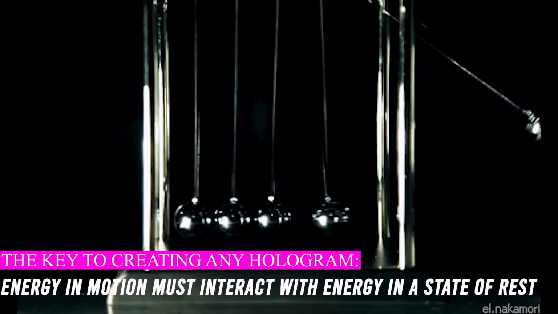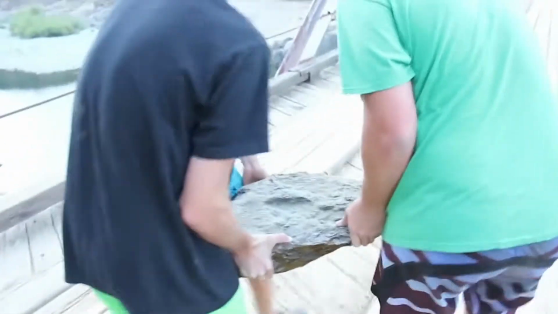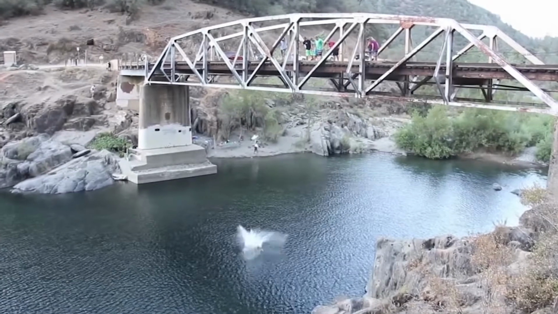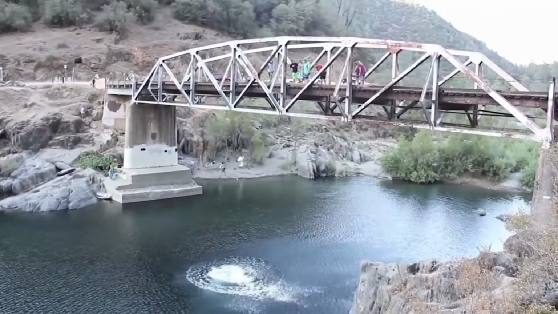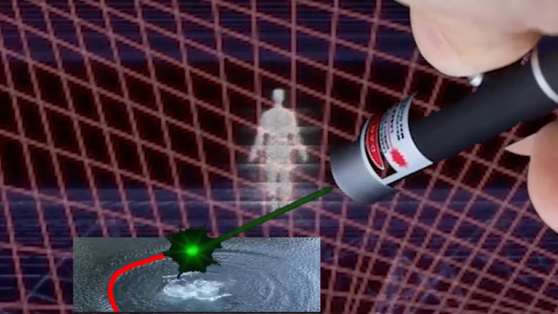The key to creating any hologram is that energy and motion must interact with energy in a state of rest, non-motion. In the aforementioned example, the pebbles represent energy and motion, while the water, before its agitation by those pebbles, represents energy at a state of rest. To activate, or in effect to perceive the meaning of a holograph, or to create a holograph, energy, in this case a light source such as a laser beam, must be passed through the interference pattern generated by the interaction between the moving energy, i.e. the pebbles, and the energy at rest, i.e. the surface of the water.